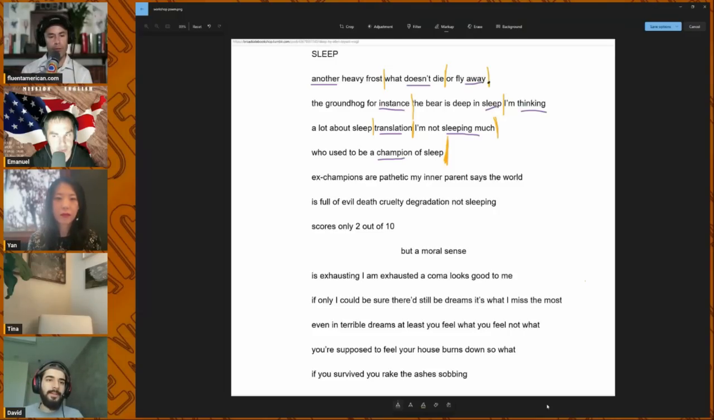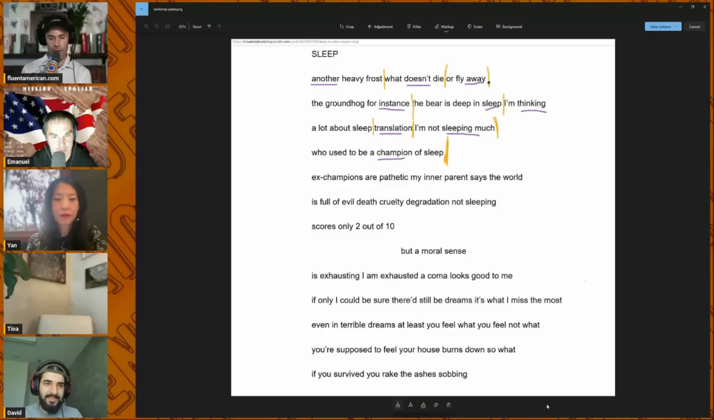You didn't really drop lower on "for." Try to go lower if you can. The groundhog, for instance. For instance. Okay, can you read that line again? The groundhog, for instance. The whole line? No, sorry. The groundhog, for instance, the bear is deep in sleep. I'm thinking a lot about sleep.